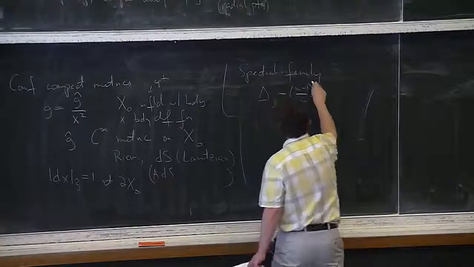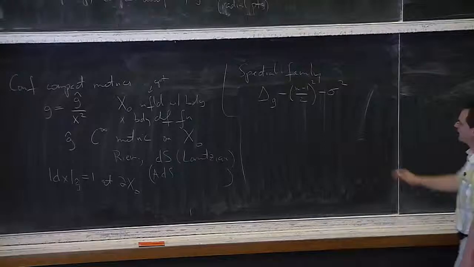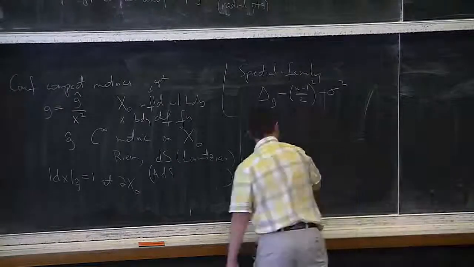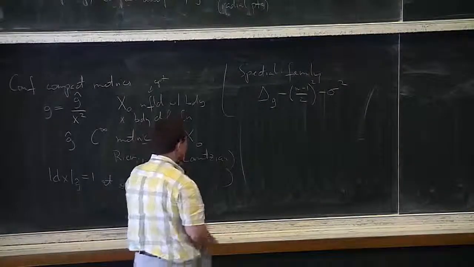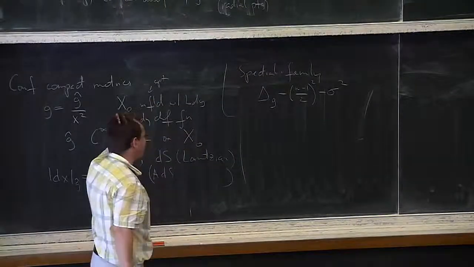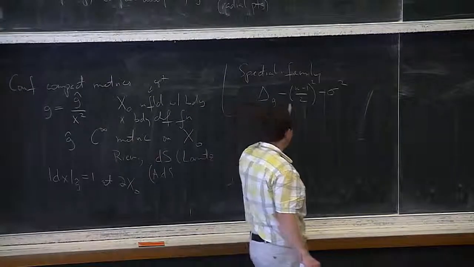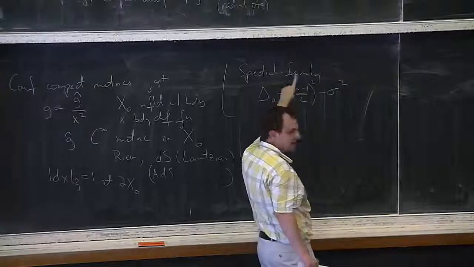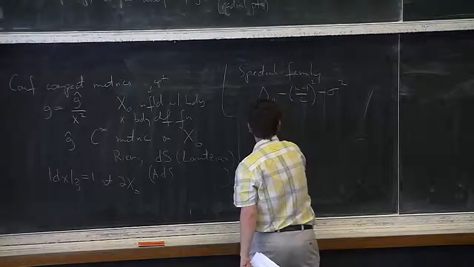So n is the dimension. This is the spectral family with the slightly funny spectral parameter. But this is useful because, let me remind you, for the Laplacian this is an essentially self-adjoint operator on complex supported smooth functions in the interior of X0. What I didn't say, but it's true, is that the essential spectrum of this is the half-line starting at (n-1)/2 squared.